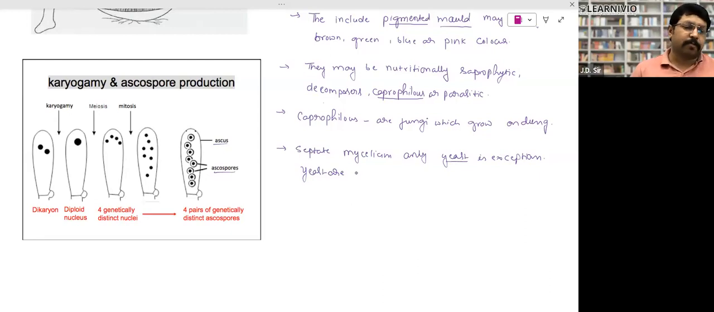Yeast are unicellular, which means they are made up of just one cell. Yeast are unicellular fungi. This is the same yeast which you use to make cake and bread in the baking industry, and in the brewery industry to make alcohol and beer. That is a type of fungi that is sold in the market in the form of powder.